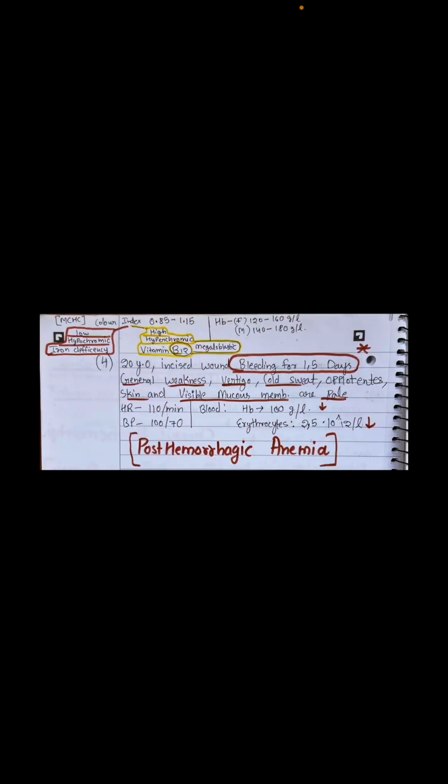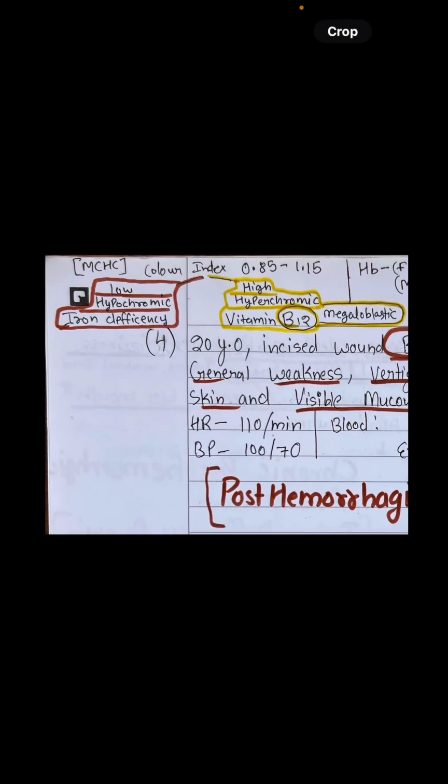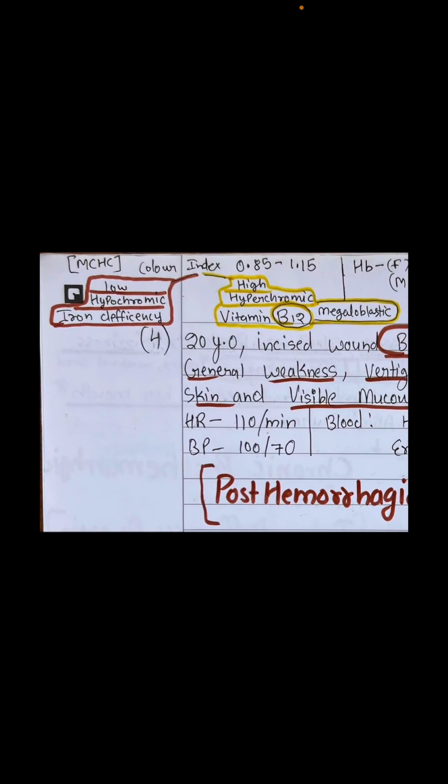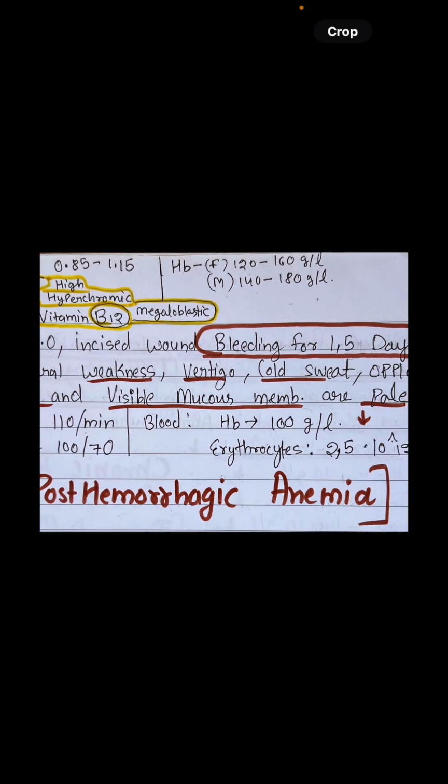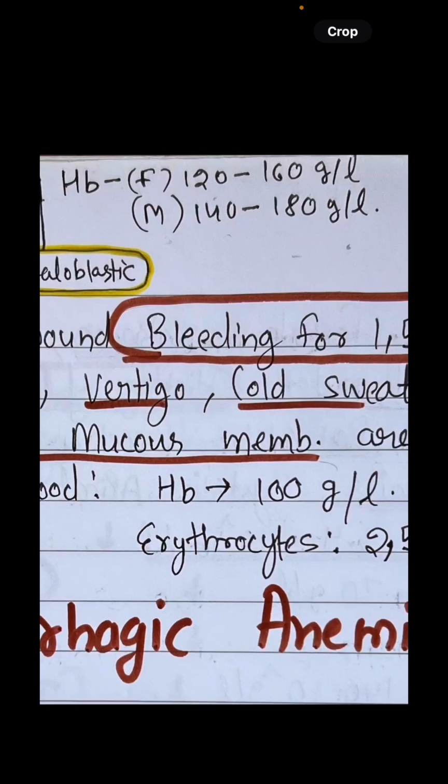First of all, I want to tell you about the color index. This is how you are going to solve the question. The color index is 0.85 to 1.5. If the color index is low, then it is iron deficiency anemia. When the color index is high, then it is megaloblastic, or let's say vitamin B12 anemia. B12 is also known as megaloblastic or hyperchromic anemia, and iron deficiency is known as hypochromic or low color index anemia.